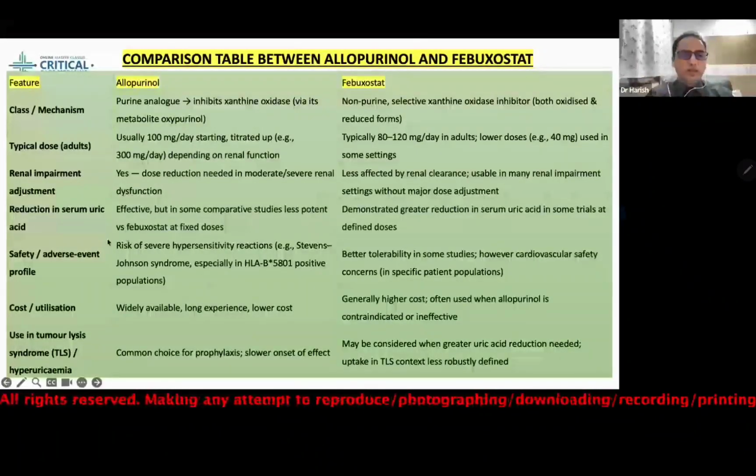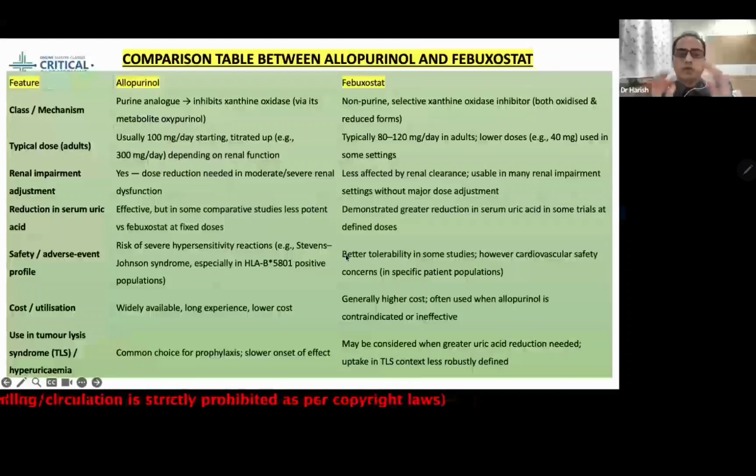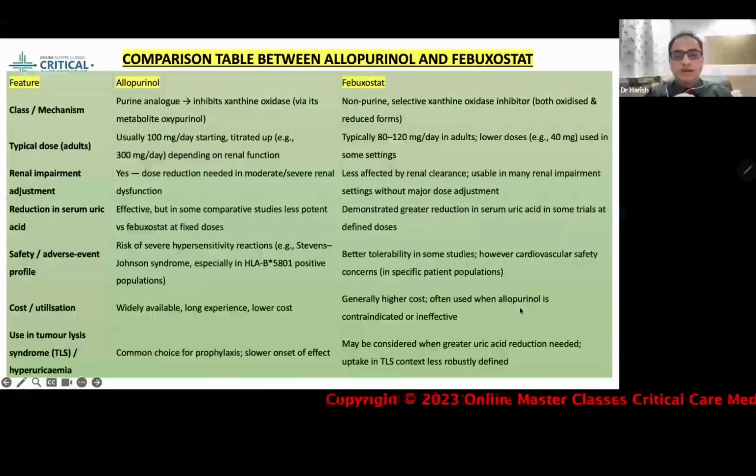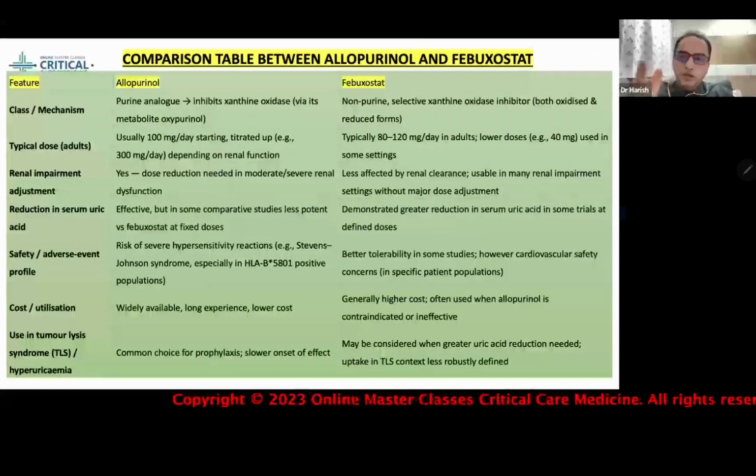Okay. Safety and adverse event profile. There is a risk of severe hypersensitivity reaction like Stevens-Johnson syndrome, especially in the HLA-B positive population, when you give allopurinol. Febuxostat is better tolerated in some studies. However, cardiovascular safety is the concern, as I already told. Cost and utilization: allopurinol is widely available, clinicians have long experience with it, and it is lower cost. Febuxostat is higher cost, often used when allopurinol is contraindicated, like in renal dysfunction, or when it is ineffective.